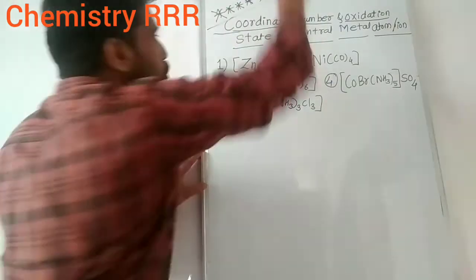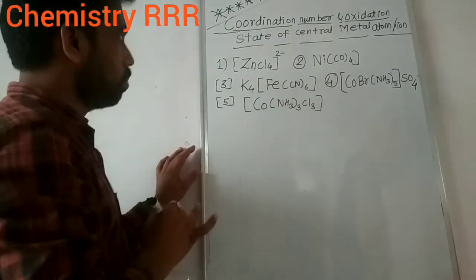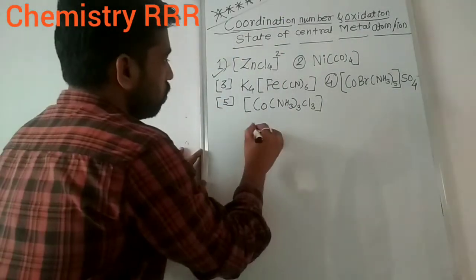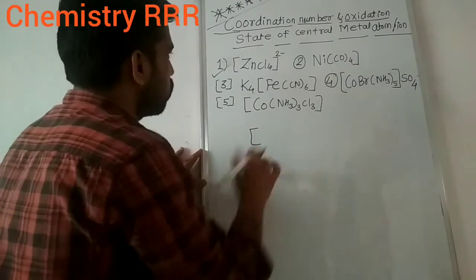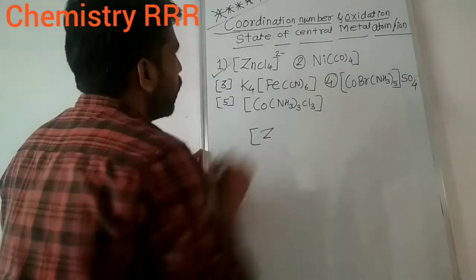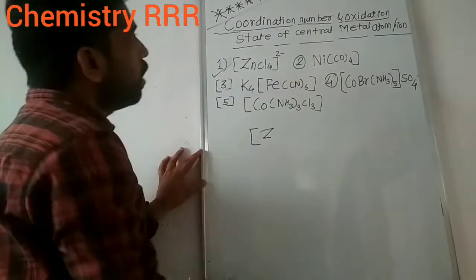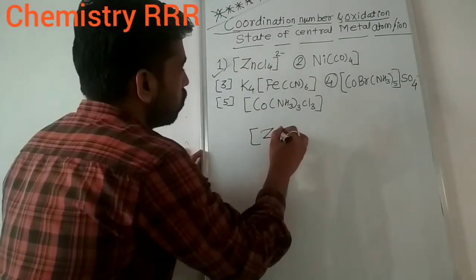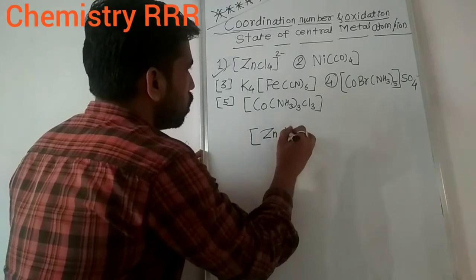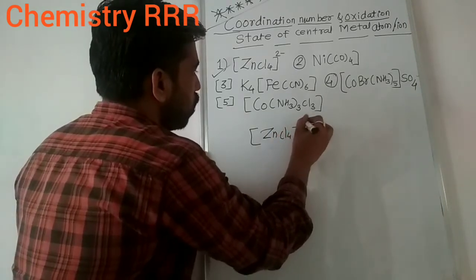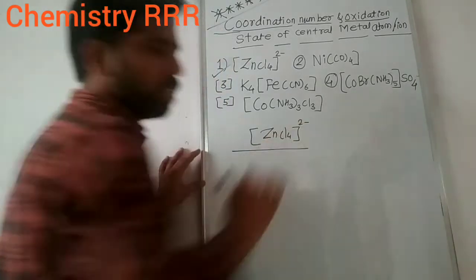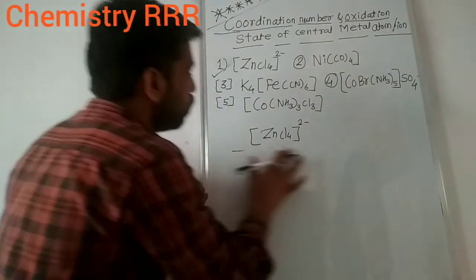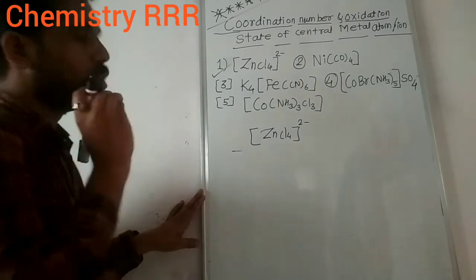This is a very important point for coordination chemistry. Now take the first example: how to find coordination number and oxidation state. ZnCl4 2-. Look towards this example for finding the coordination number and oxidation state.